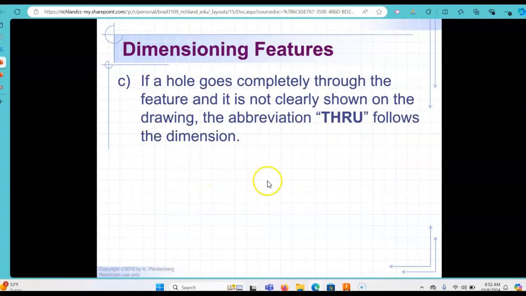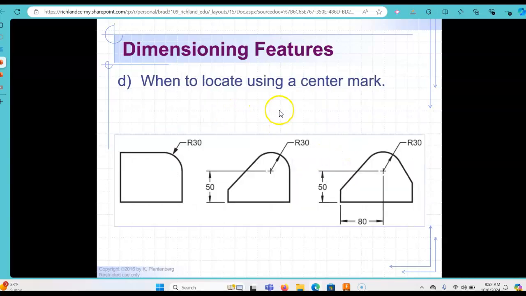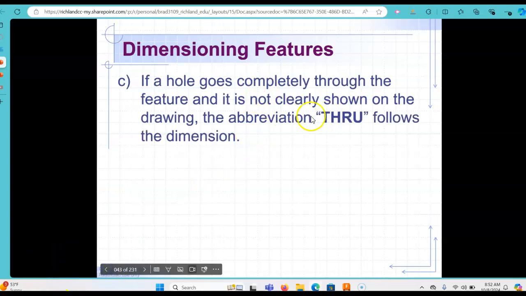Okay, now if the hole goes completely through, this is one case where we do use the abbreviation. Sorry, let me go back one step. We spell out the diameter size and then say through, and that lets the viewer know that the hole goes all the way through.